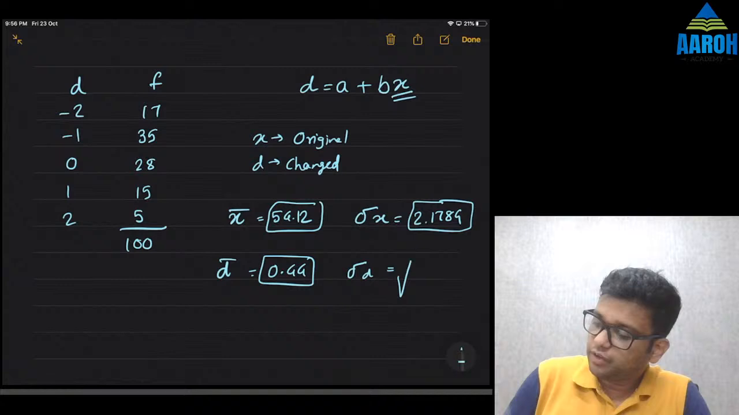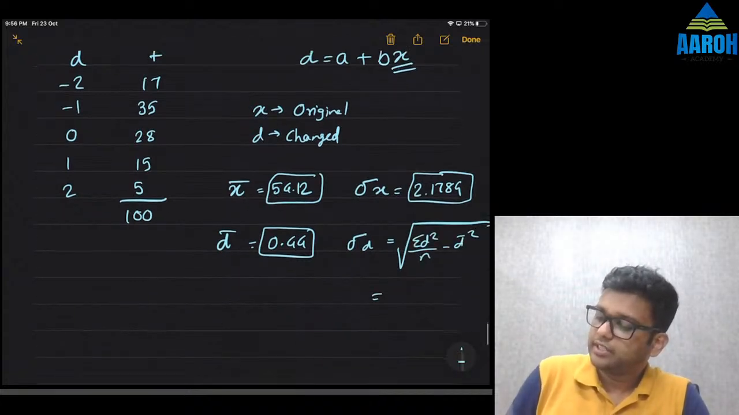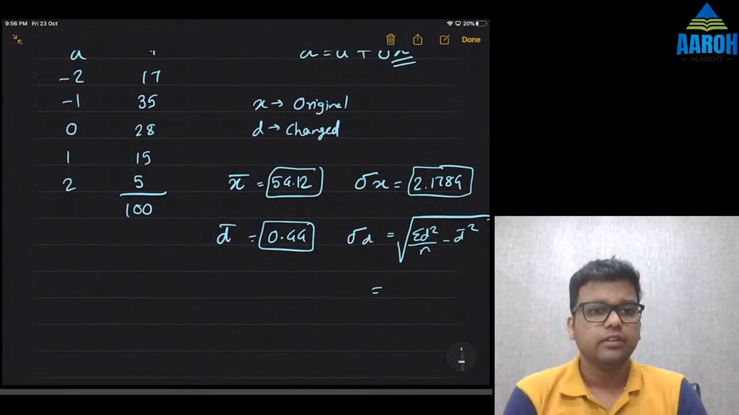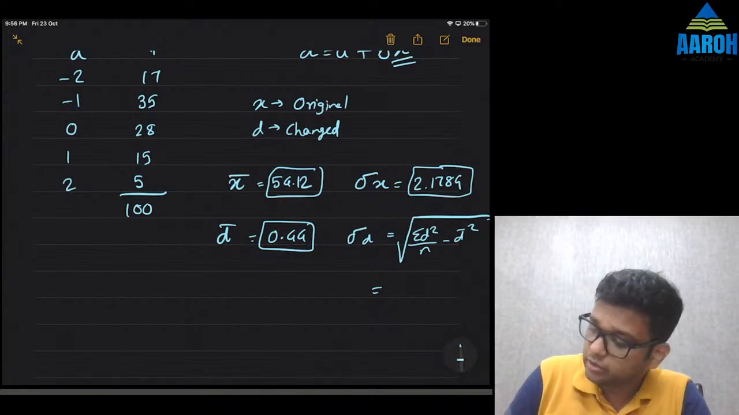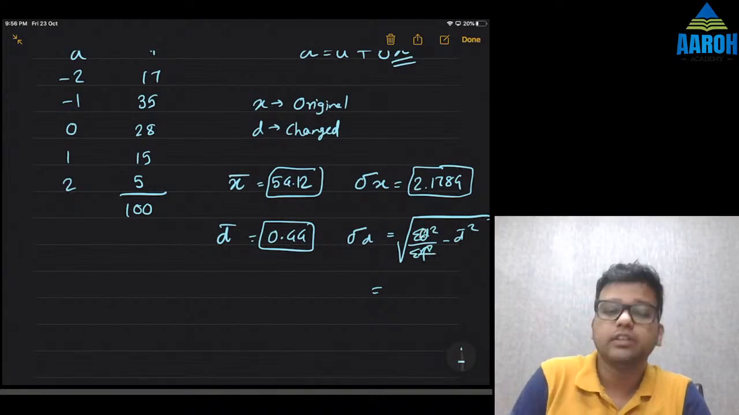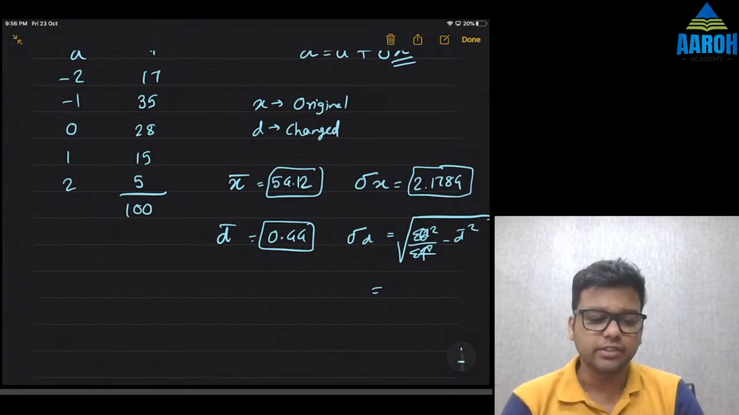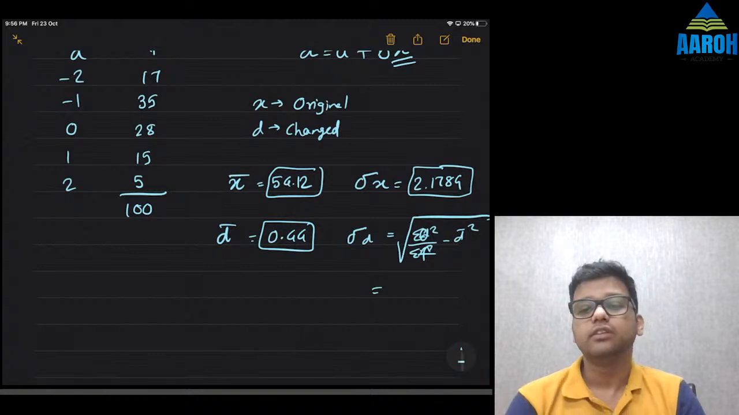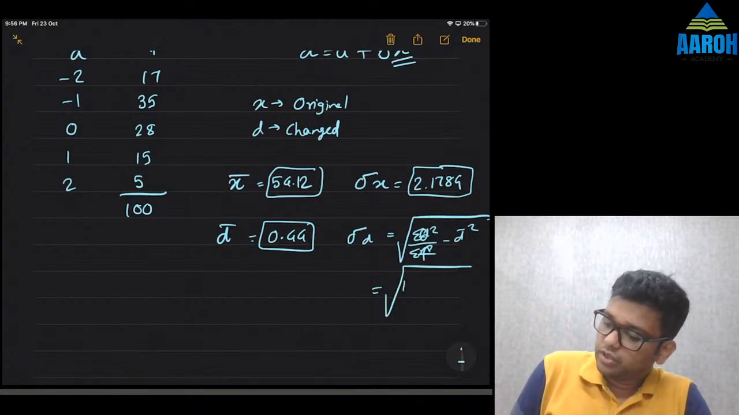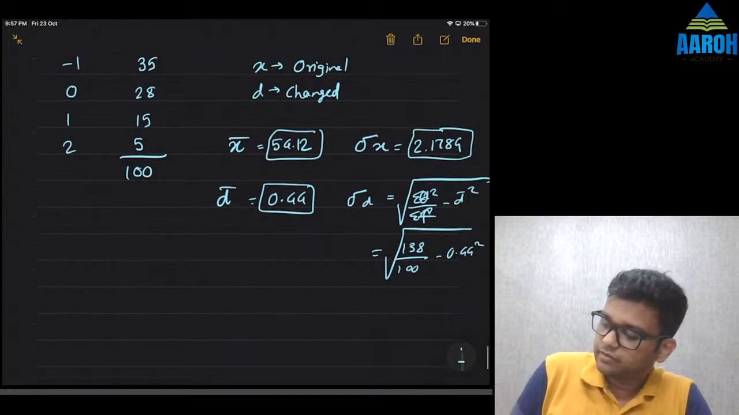For that, we'll have to use the formula: summation d square upon n minus d bar square. So let's try to use it. Sorry, frequency is there. So f d square upon summation f. Fine, no issues. F into d square: 2 square into 17, plus 1 square into 35, plus 1 square into 15, plus 2 square into 5. So that should give you root of 138 by 100 minus 0.44 square.